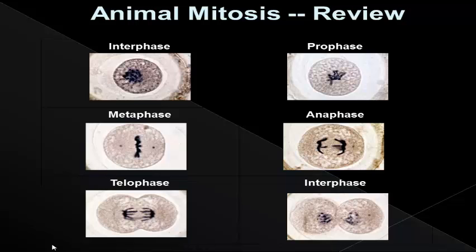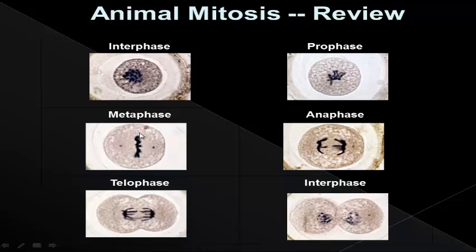Again, we have a review here. And these are great reviews to just go over and see from the animal perspective and the plant perspective. The interphase, we start here. Notice we can't really see the chromatids. Prophase, we start to see the chromatids. They have made copies. We can kind of see that in there.